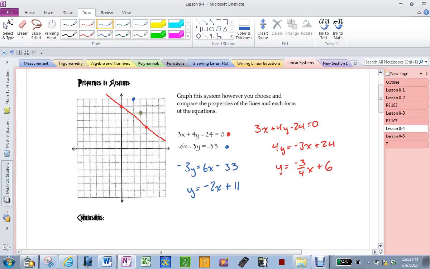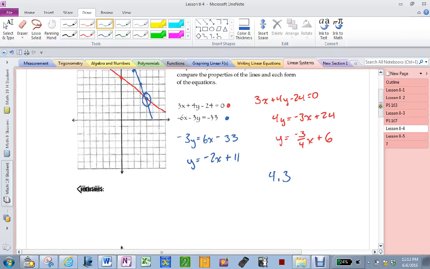Our graph actually goes up higher. Oh, your graph goes higher? All right. Down 2, out 1. There's the point right there. And what's the answer to the system? 1, 2, 3, 4. 1, 2, 3. The answer is 4, 3.